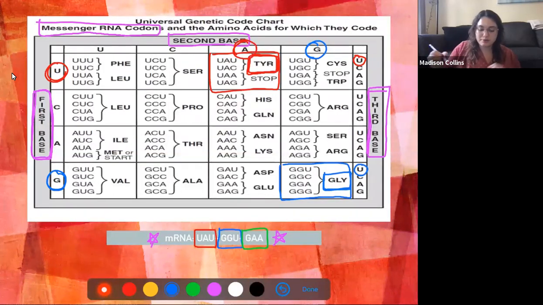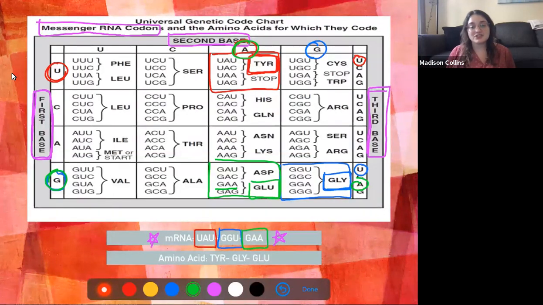All right, and the third codon, GAA, I'm going to go to the left and find... oh, I'm sorry, I made a mistake. GAA, there we go. I was like, that doesn't look right. Perfect. So GAA, we then see it codes for GLU. All right, so the amino acid sequence you should have gotten is TYR, GLY, GLU.